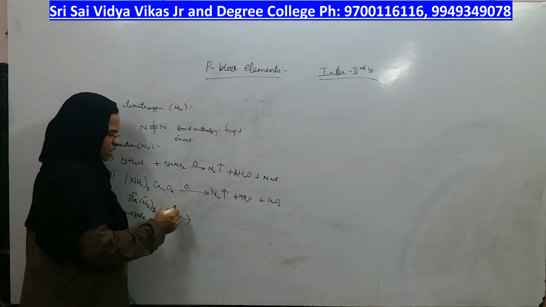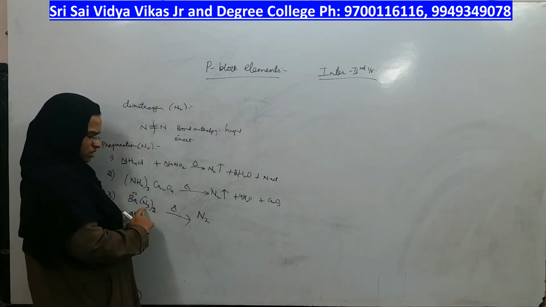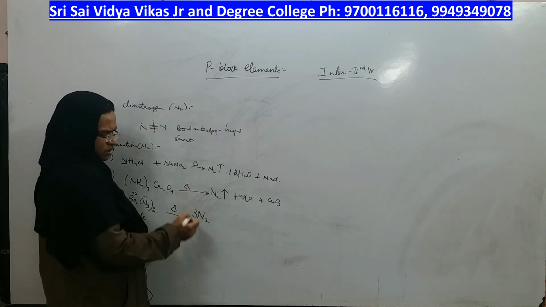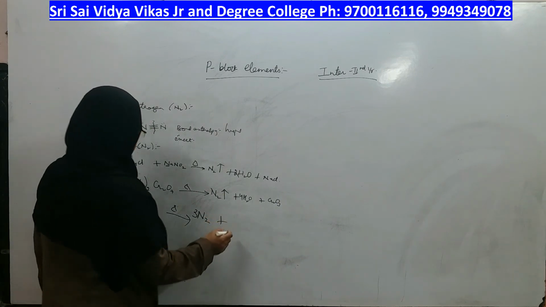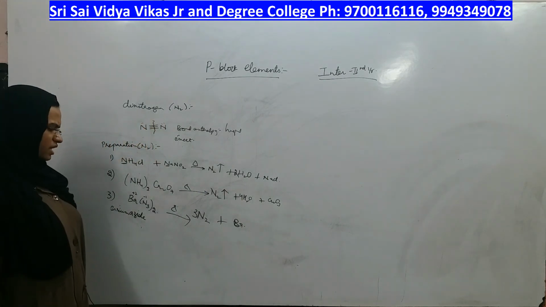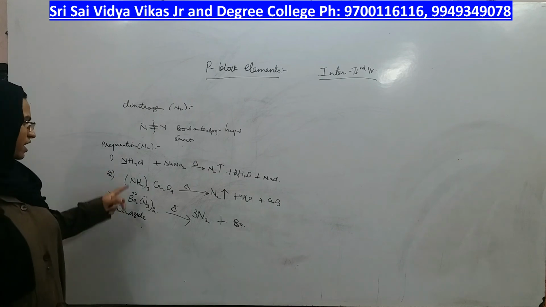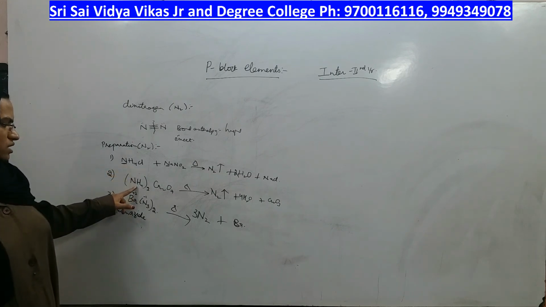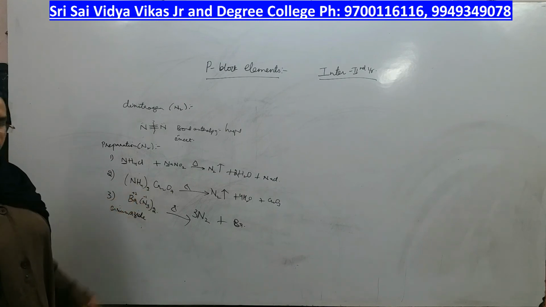When heated at high temperatures, what you will get is dinitrogen. How many nitrogens are here? 3 2s are 6. So how many dinitrogens you will get? 3 dinitrogens, right? And the leftover is just barium. This is another preparation of dinitrogen. 3 preparations of dinitrogen we have. One is from ammonium chloride, next is from ammonium dichromate, and next is barium azide.